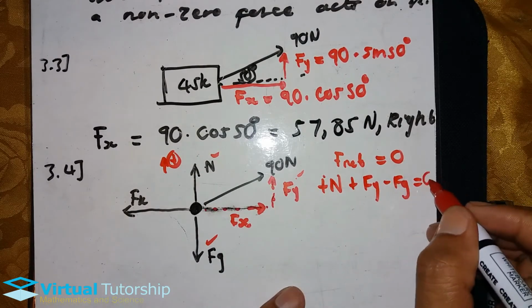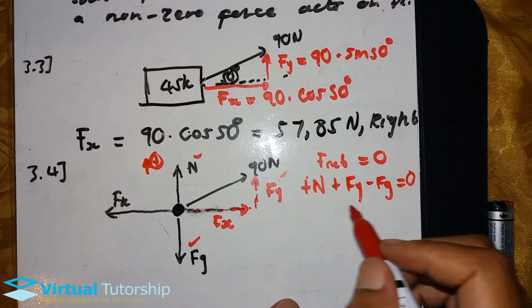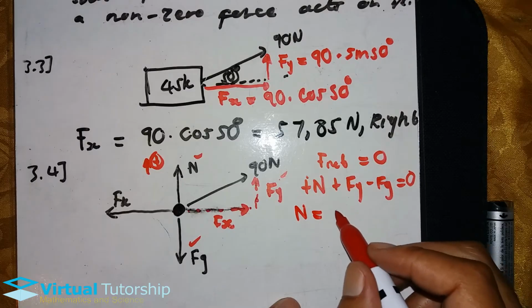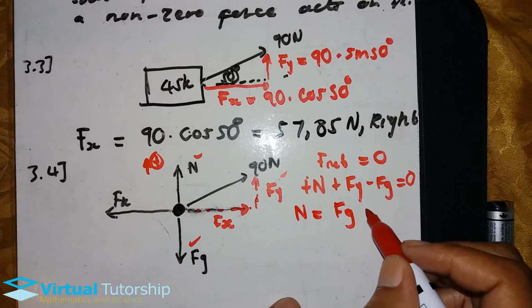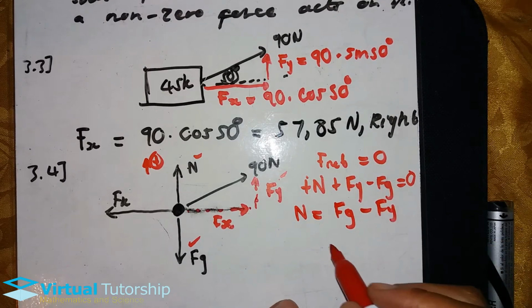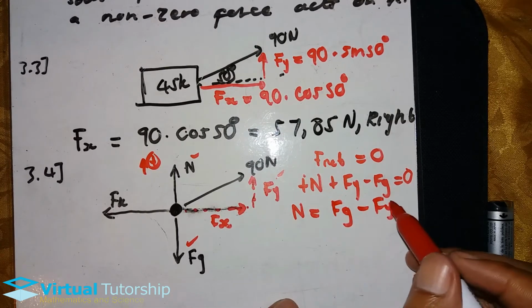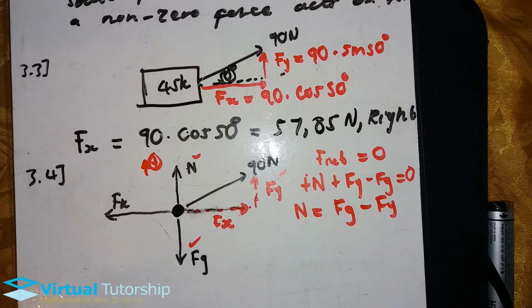Now let's manipulate this equation and make n the subject of the formula. So it's positive Fg, negative Fy. So our normal force is equal to Fg subtract Fy.